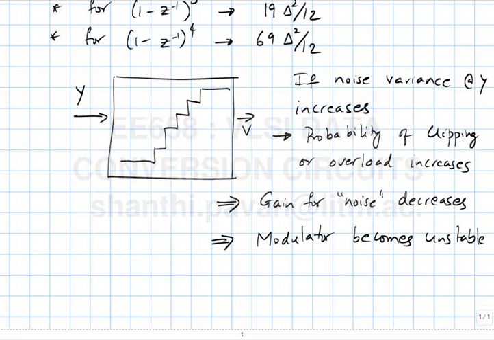Let's try and figure out what all trade-offs there are. The first thing, of course, is that the maximum stable amplitude, which at this point we will simply define to be the maximum DC input you can put into the modulator before the loop becomes unstable, has to be definitely smaller than the full scale of the quantizer.